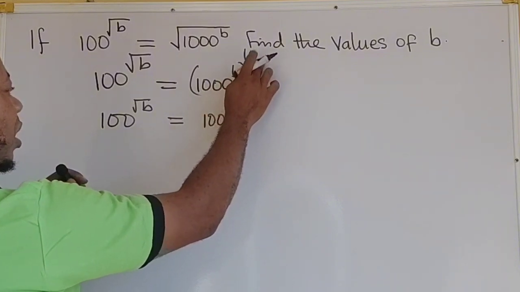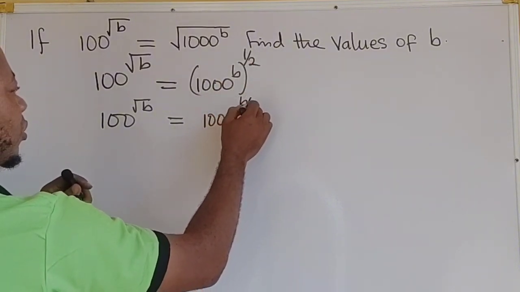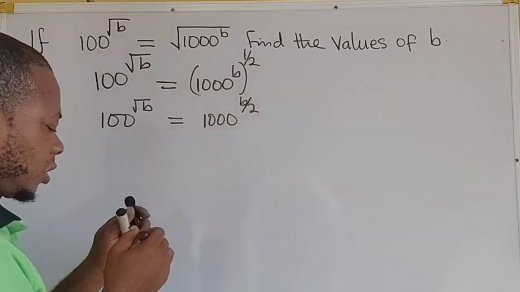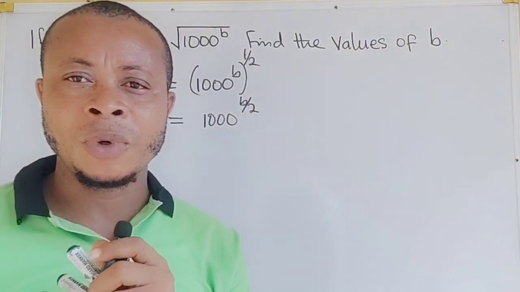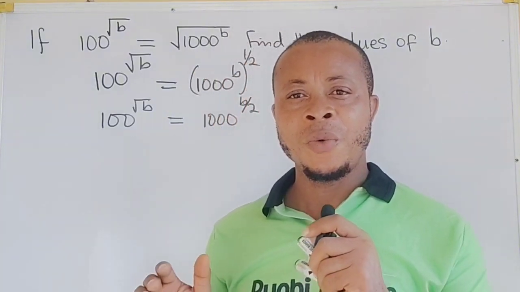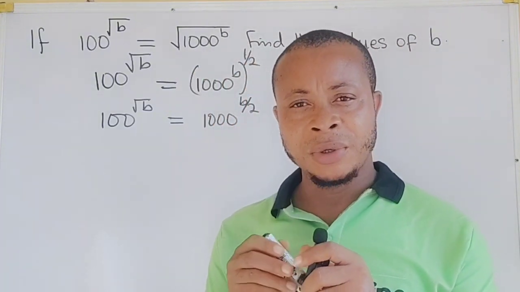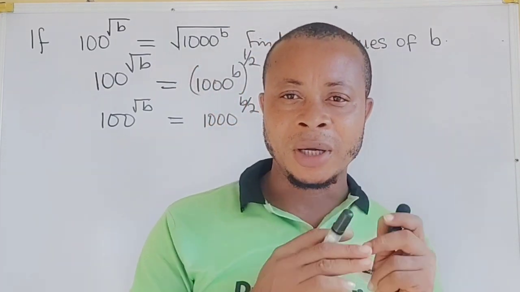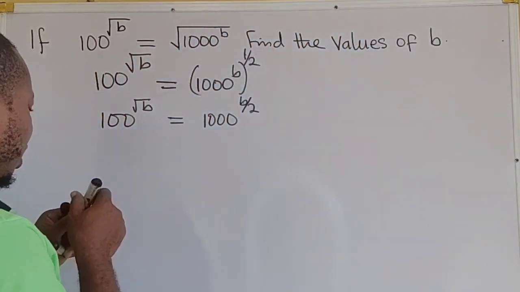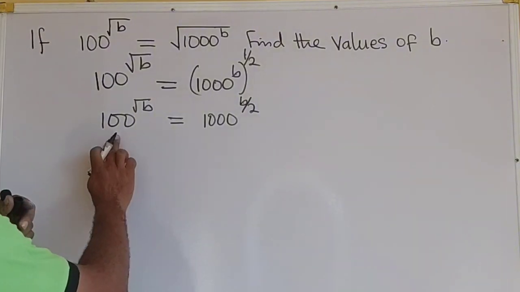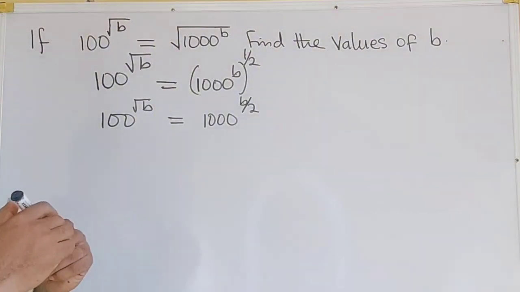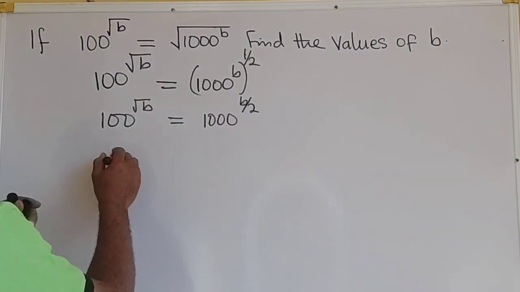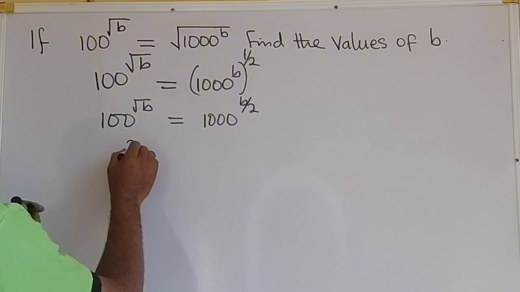power b will multiply half to give us b over 2, because b will multiply 1 to give us b, then you bring down 2. Now at this point, what we are going to do is to ensure we have the same base on both sides. Going to the left, we have 100, which is the base. Let us reduce 100 to base 10, which is possible. We know that 100 is 10 multiplied by 10. That means 100 is the same thing as 10 raised to power 2.